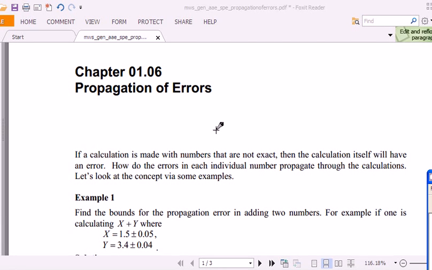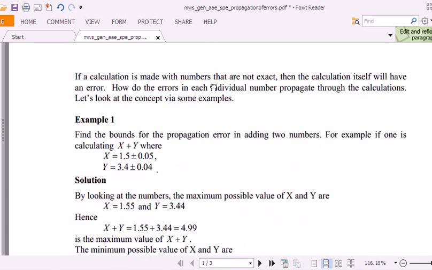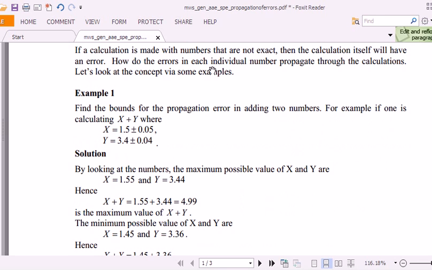Okay, this chapter talks about propagation of errors. So what are we talking about here? Look at this example. When you add two numbers, which are denoted by the variables x and y, and each number has an error, then x plus y will also have an error.